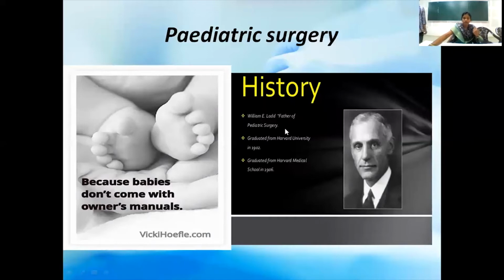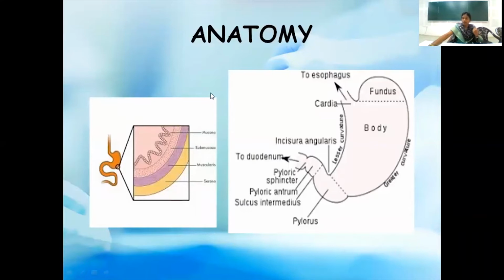As we know, the father of pediatric surgery is William E. Ladd. He is better known for his Ladd's procedure for malrotation. Coming to today's topic, congenital hypertrophic pyloric stenosis.